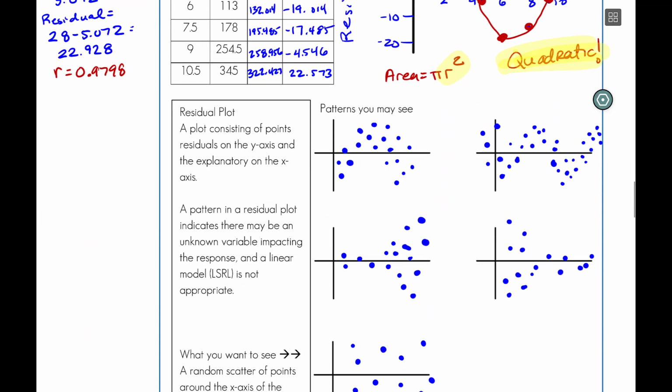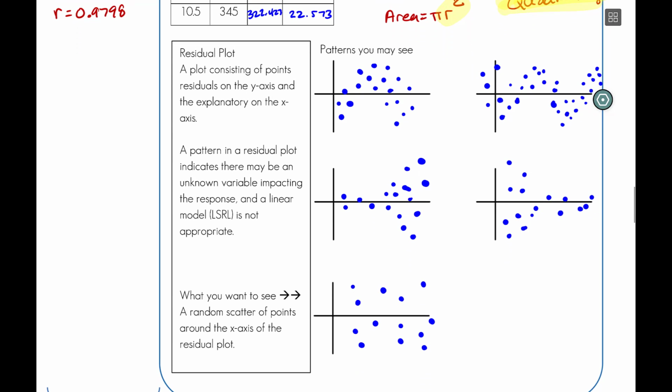So let's investigate a little bit more about these residual plots. The residual plot, we define it as a plot consisting of the points of residuals on the y-axis and the explanatory variable on the x-axis. A pattern in a residual plot indicates there may be unknown variables impacting the response, and a linear model is not appropriate. That ending part, that's really huge. Patterns are bad in a residual plot. Patterns tell us that we shouldn't use that linear model. We have to throw it away.